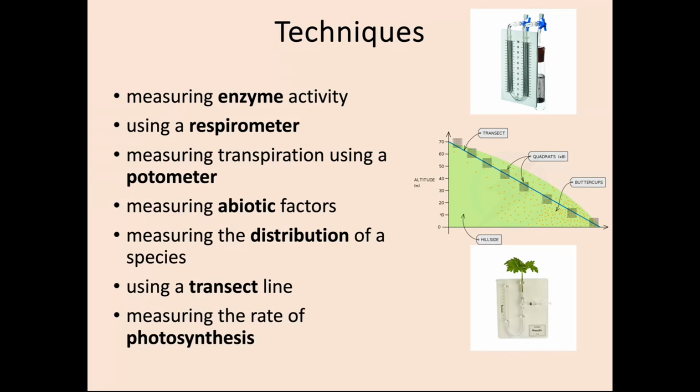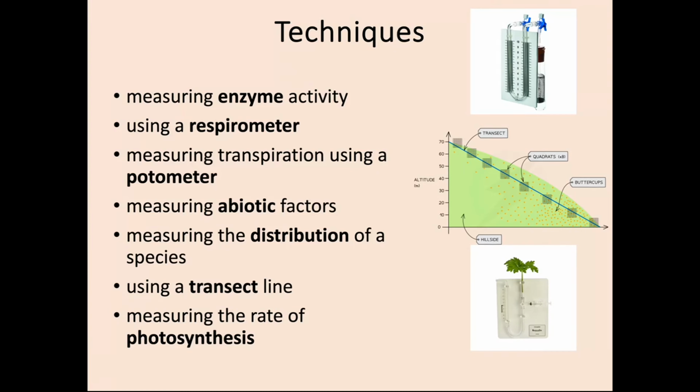But more common than that, maybe something you've done in your class, is you might look at a shaded area and an open area, and you make a transect line from under the trees where it's shaded all the way out into an open field, and you would then take a series of measurements along that line from one differing environment to another.